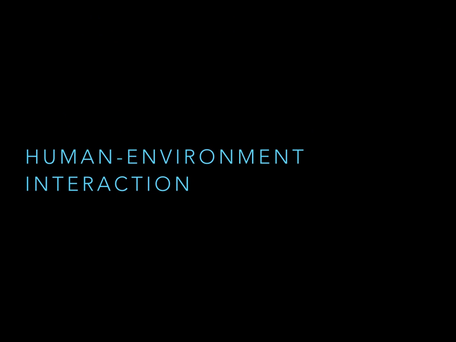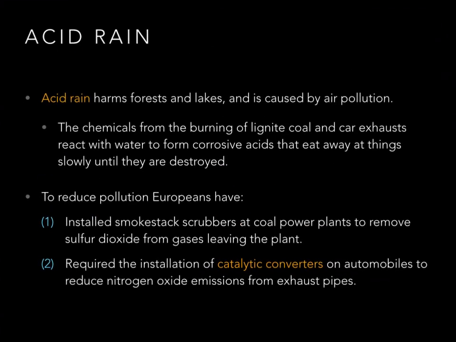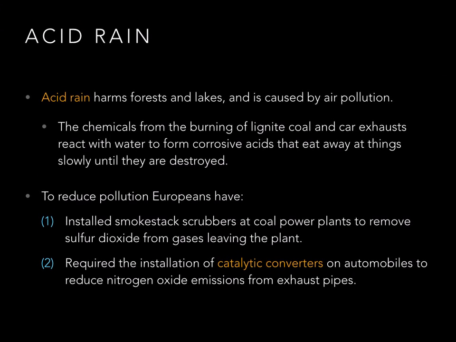Human-environment interaction. Acid rain. Acid rain harms the forests and lakes of Europe and is caused by air pollution. Turns out that the chemicals from the burning of lignite coal, which is plentiful in Europe, and the pollution and chemicals from car exhausts react with water to form corrosive acids that eat away at things slowly until they are destroyed. To reduce this pollution, Europeans have done a couple of things.